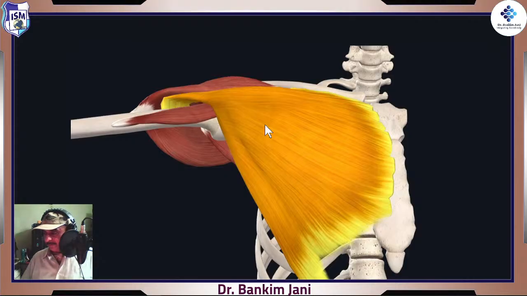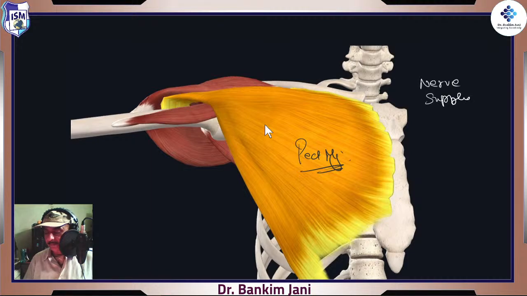So here it is about pectoralis major. Now we have to talk about its nerve supply, right? Who will be supplying this big muscle? Suddenly, out of thin air, I asked who is supplying it, but the name makes it easy, because its name is pectoral, so obviously it will be supplied by the pectoral nerve.